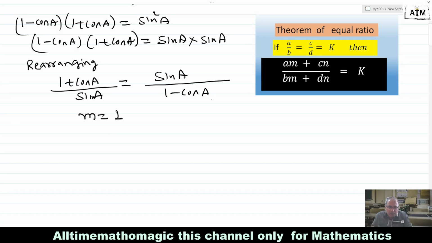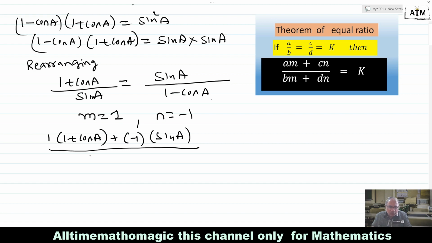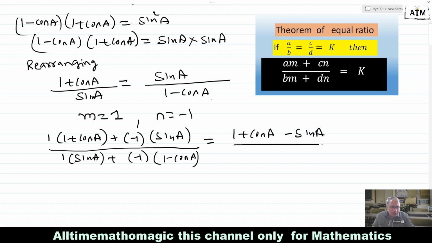Now selecting m equals 1 and n equals minus 1, applying the theorem of equal ratio, 1 into 1 plus cos A plus minus 1 into sin A. Each ratio equals, according to the theorem of equal ratio, 1 into sin A plus minus 1 into 1 minus cos A, which on simplification gives 1 plus cos A minus sin A upon sin A minus 1 plus cos A.